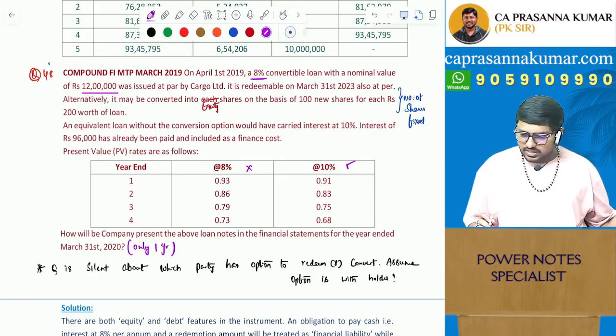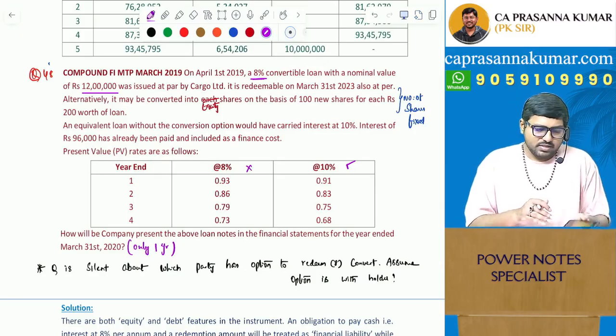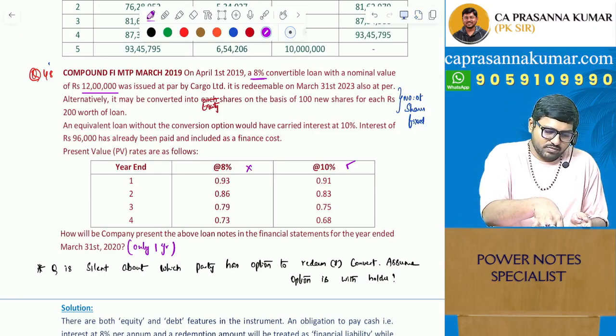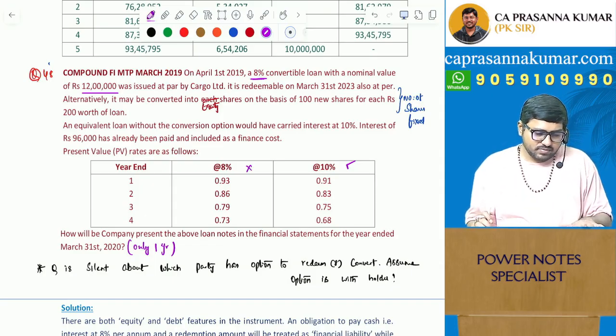Where is my calci? My calci is somewhere. Let me use the phone. Just a second.